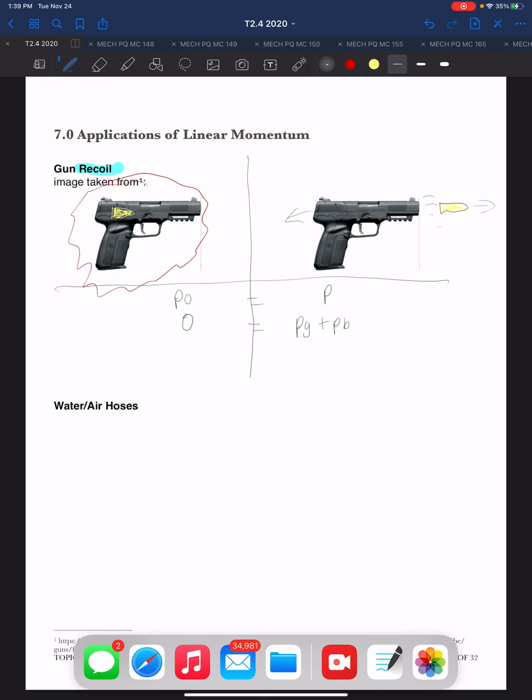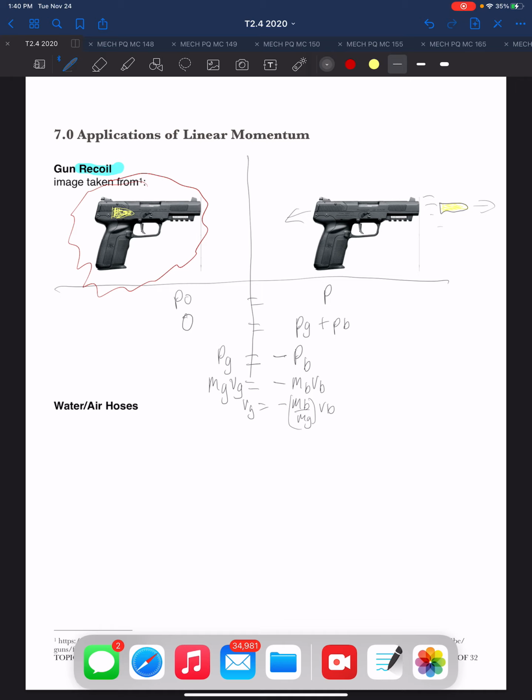So then we can see that the momentum of the gun must be equal and opposite to the momentum of the bullet. So the mass of the gun times the velocity of the gun is equal and opposite to the mass of the bullet times the velocity of the bullet. So if we measured the velocity of the bullet, we could find out the velocity of the gun. And so solving for the velocity of the gun, we would get negative mb over mg times vb. So we have this ratio of the bullet to the gun.